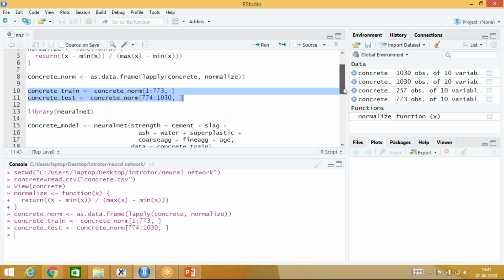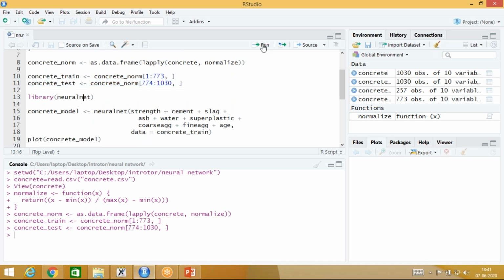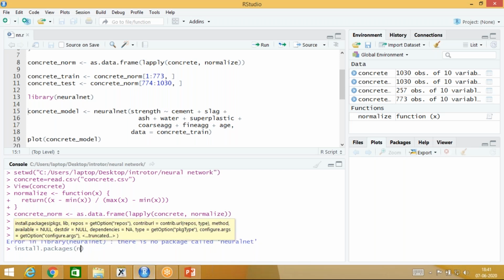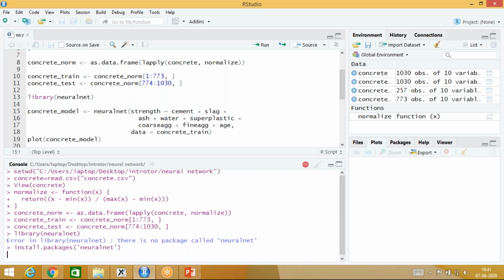Okay. Then the library is neural net. Okay, so there is no library. I have to install this library.